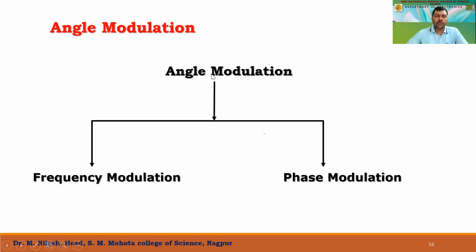Initially, we were having amplitude modulation. So we have studied in depth what is amplitude modulation and the derivation portion of it. Now, in this portion, we are going to study about frequency modulation. It comes under the head of angle modulation, and angle modulation is of two types: frequency modulation and phase modulation. So we'll be considering frequency modulation today.